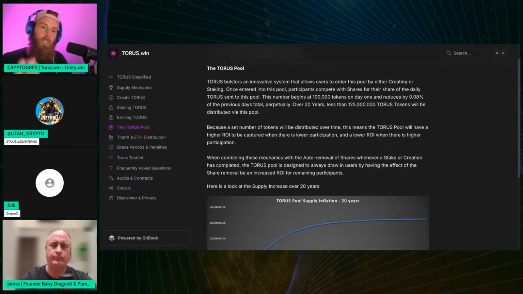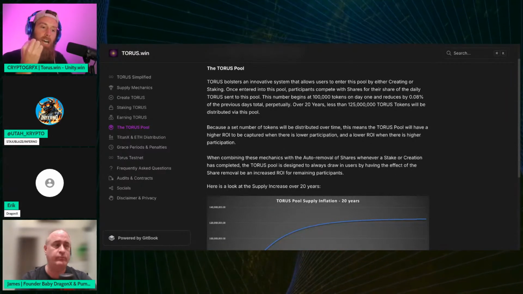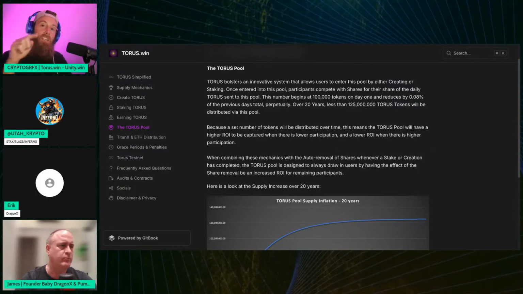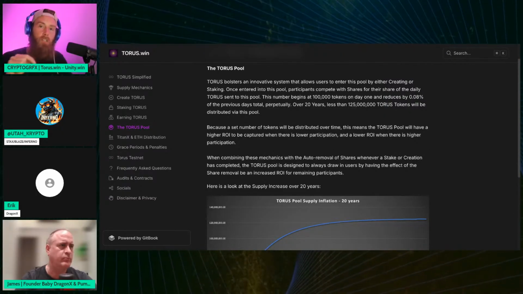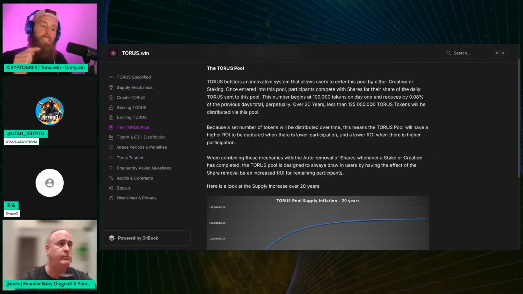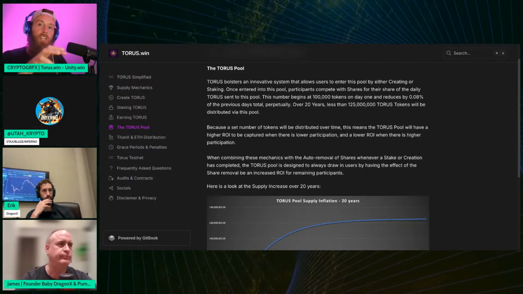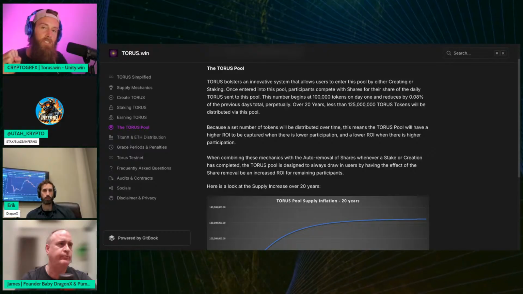Now, the Torus pool is its own independent supply issuing entity where every single day it's going to issue tokens on a declining scale to whoever has shares in the system. What this means is when people finish their creations or their stakes, the shares are removed. What does that do to the system?